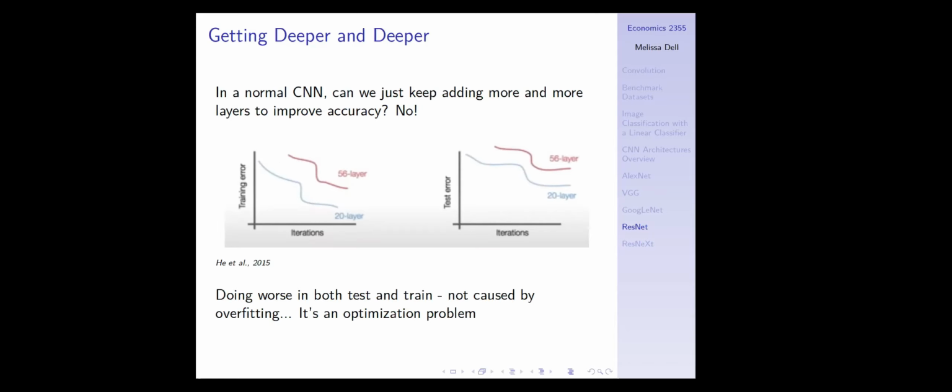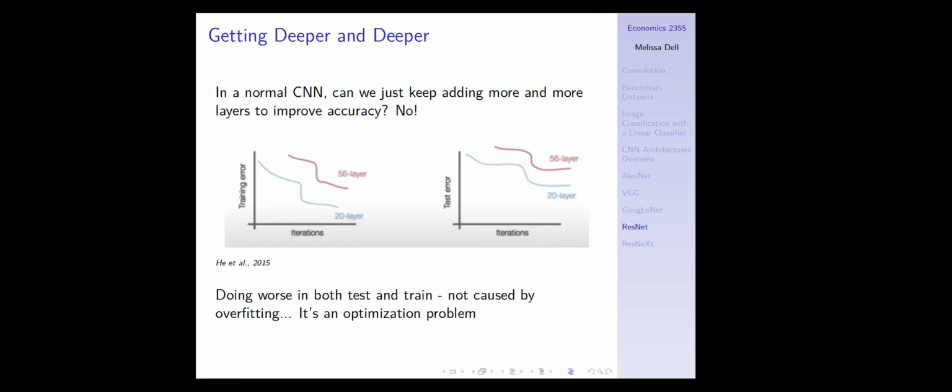In a normal CNN, by that I mean things like we saw with AlexNet or GoogleNet, can you just keep adding more and more layers to improve accuracy? And the answer is no. You might think the reason you can't do that is overtraining, but that's actually not correct. There are ways to deal with overtraining, but the reason you can't do this in a standard CNN is that you're not going to be able to optimize the network. It's going to be an optimization problem.